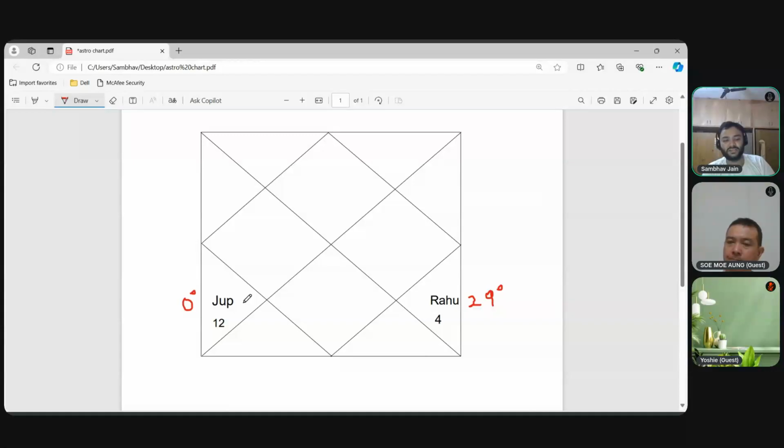Because Jupiter is at 0 degrees, Jupiter has to cross 29 degrees to cross Rahu. So there is a long duration Jupiter has to travel to cross Rahu. So Rahu will keep affecting Jupiter for that whole period, 0 to 29 degrees. Jupiter is at the beginning of the sign, Rahu is at the ending of the sign. Rahu is coming back, Jupiter is moving forward.